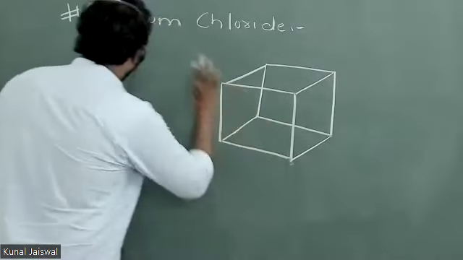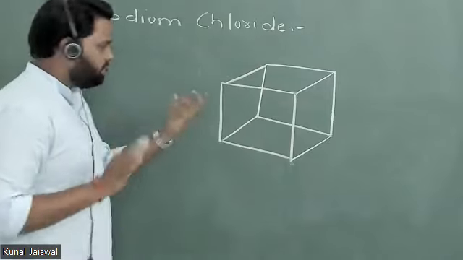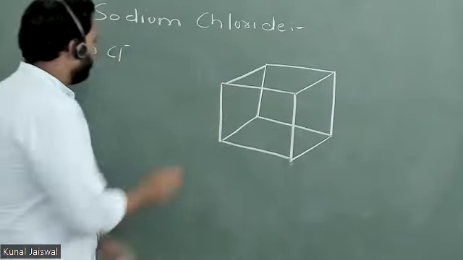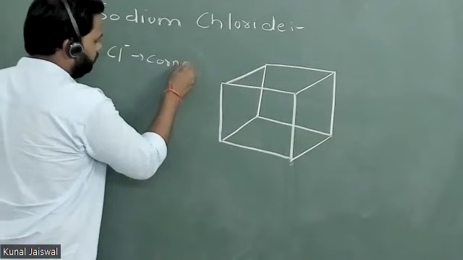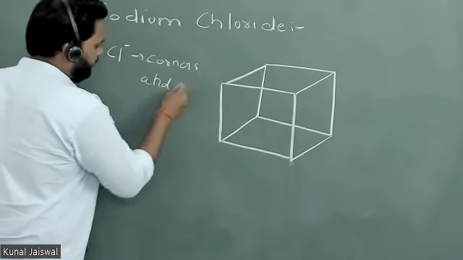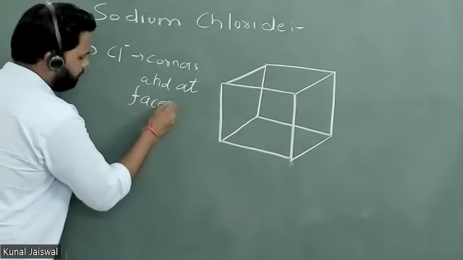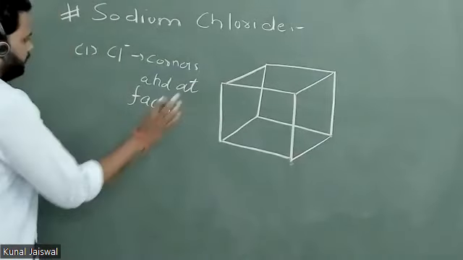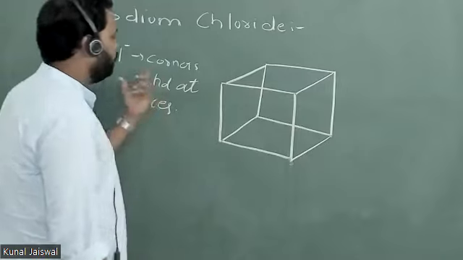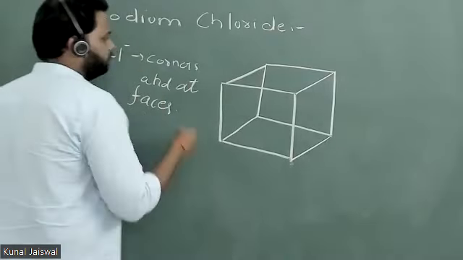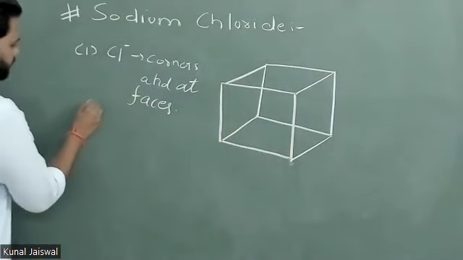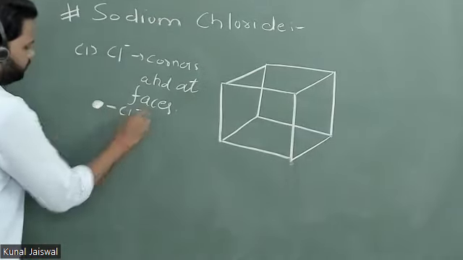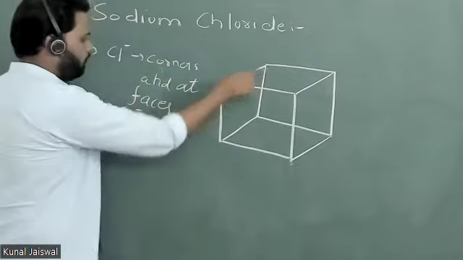Okay. First case. I am saying chlorine, that is Cl minus, will be present at corners and at faces. समझते हो ना? क्लास end होते होते सारी confusion दूर हो जाएगी. First case, I am saying Cl minus is present at the corners and at the faces. Let's put the Cl minus, and I am representing Cl minus as a fully solid dot. Okay. Just put it at the corners and at the faces.